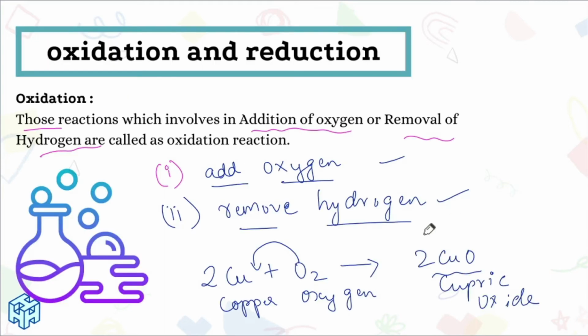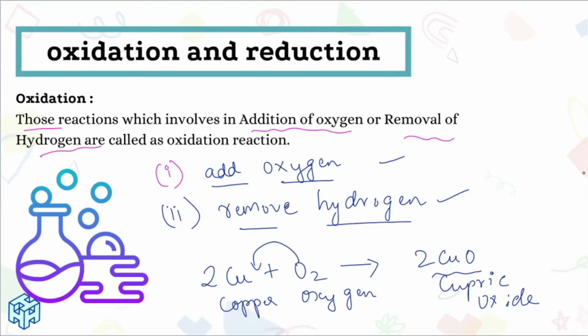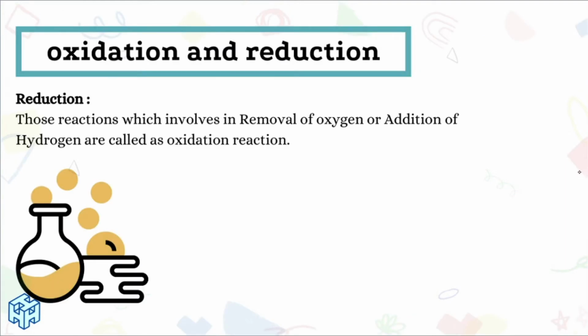What we have studied here is addition of oxygen. It can be either one of them: removal of hydrogen or addition of oxygen. This is called oxidation. Now let us understand what is reduction. Now reduction? Sir, what is it in reduction? First here, it's opposite. Removal of oxygen or addition of hydrogen.